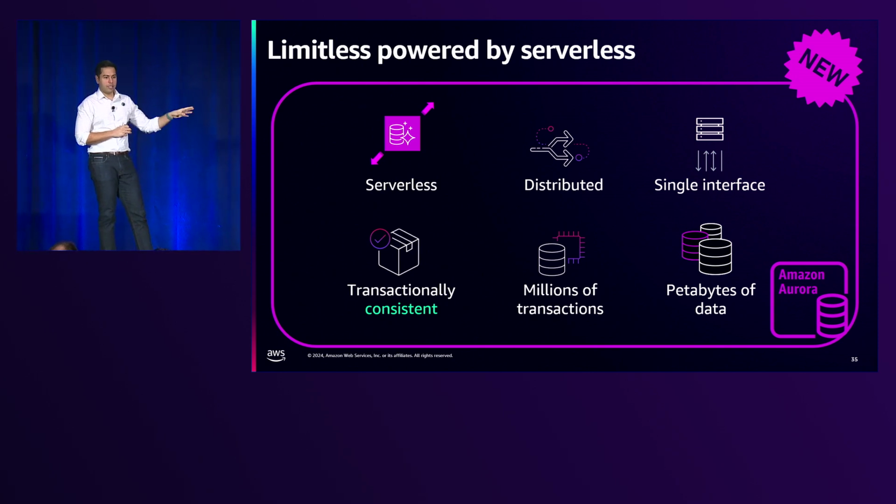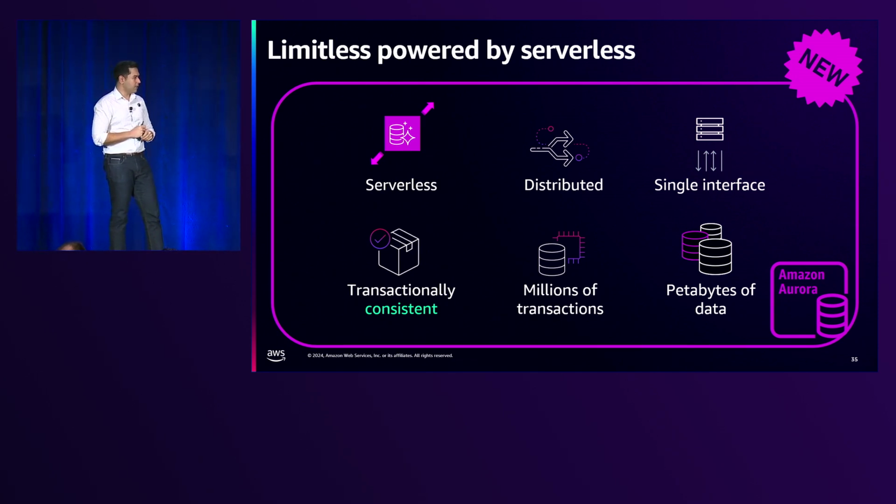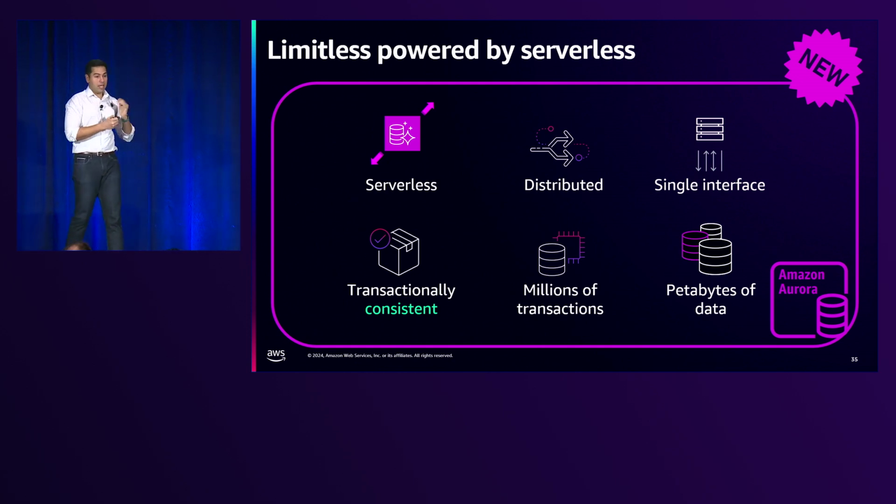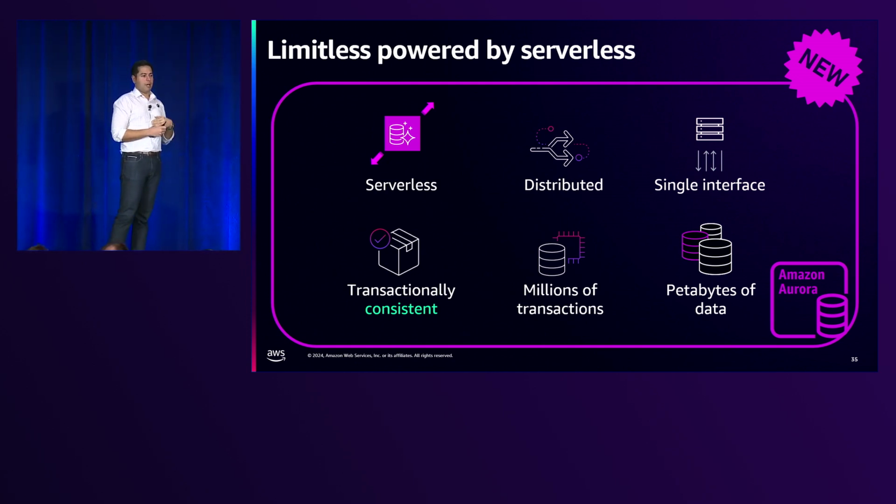And Limitless is truly limitless. It can scale to petabytes of data and millions of transactions. Today we are using the same Aurora distributed storage in Limitless that powers our Aurora clusters. But instead of having just one storage layer for an Aurora cluster, you get individual storage, which means it can go to petabytes of data.